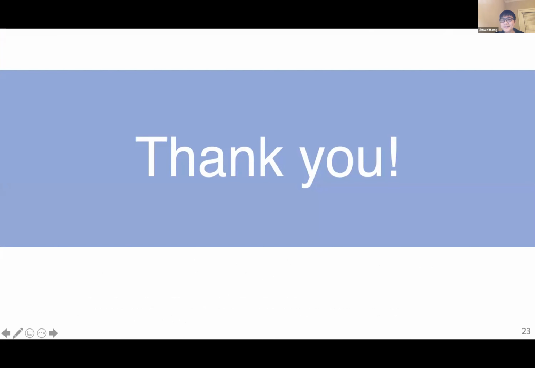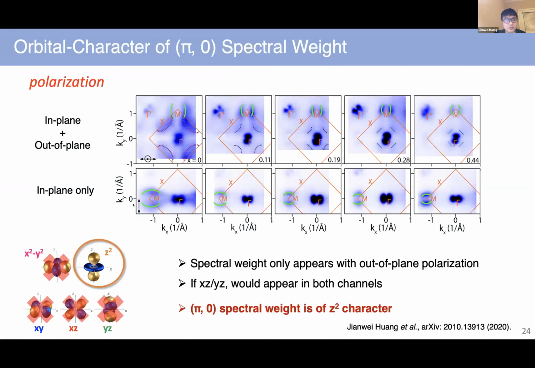I didn't put the band structure evolutions here, but I have it in the supplement if you want to look.